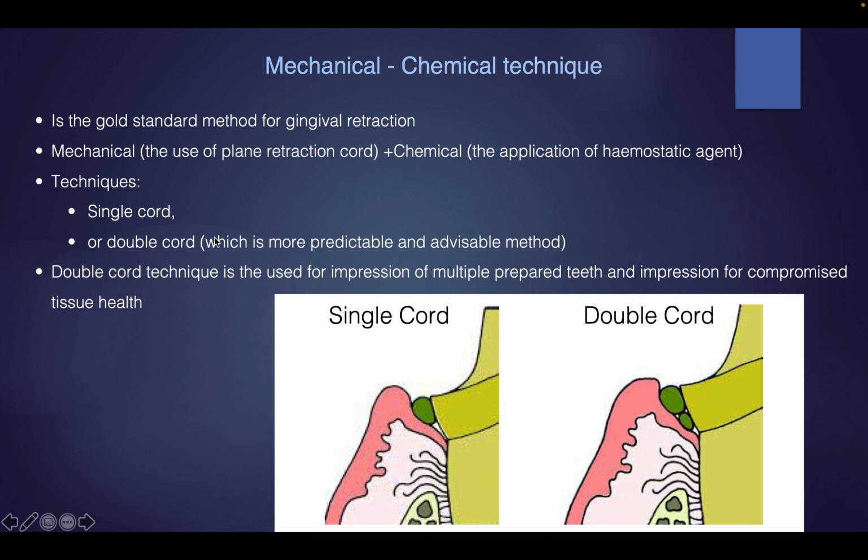So there is either placing 1 cord or 2 cords and sometimes 3 cords. 2 cords is the advisable and the most predictable technique, so I'm going to teach you that. It's very good for someone who has slightly unhealthy gingiva, or when you're having multiple, because you want the gingiva to be retracted more and the sulcus to be dry and big.